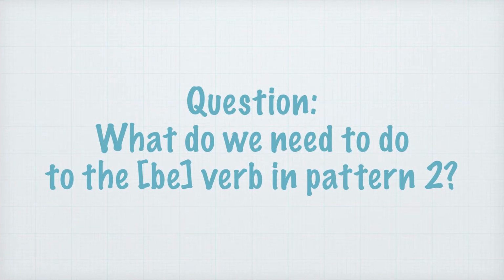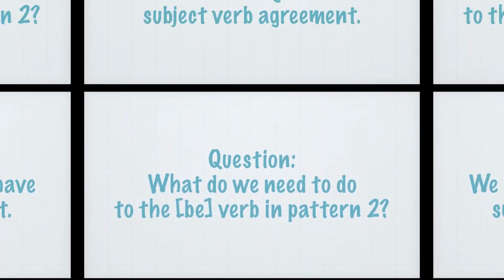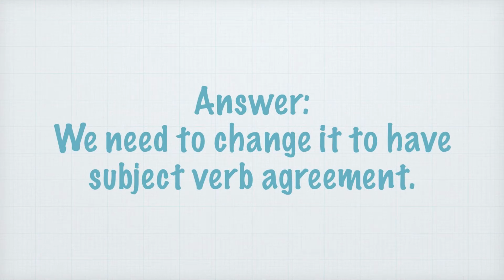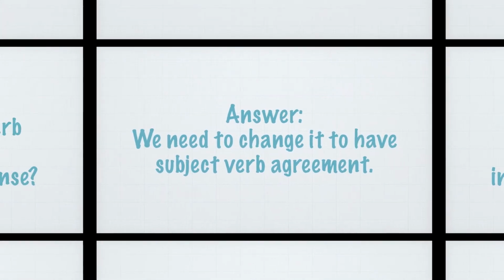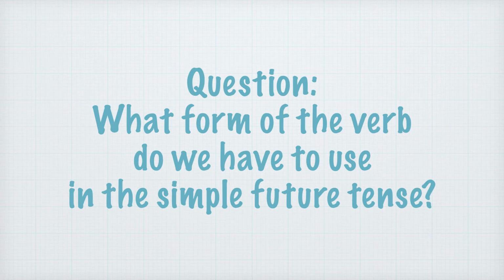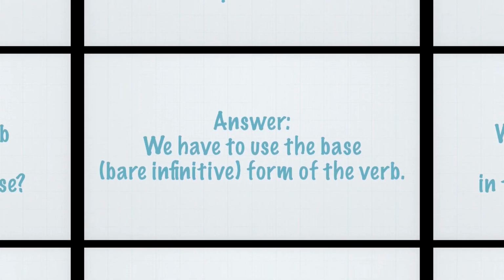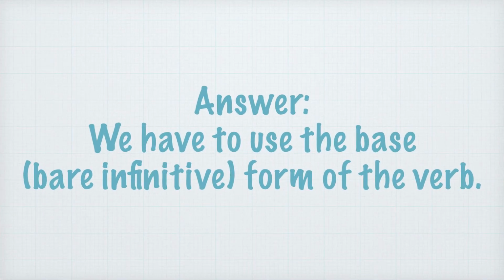What do we need to do to the be verb in pattern 2? We need to change it to have subject-verb agreement. What form of the verb do we have to use in the simple future tense? We have to use the base or bare infinitive form of the verb.